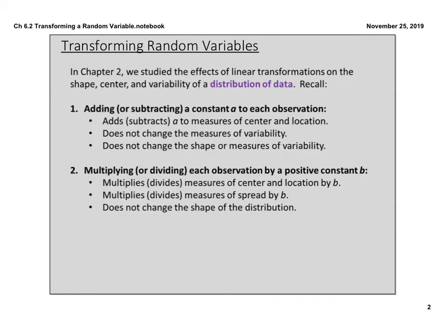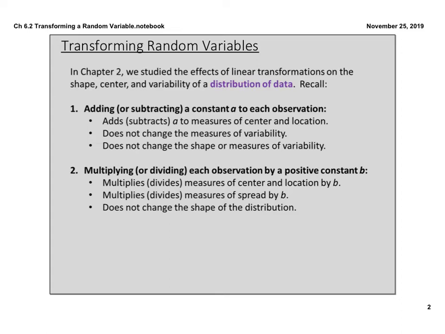So I want you to think back to chapter 2. In chapter 2, we talked about the effects of linear transformations on the shape, center, and spread of a distribution of data. One of the things that we learned is that when we add or subtract a constant, it does not change the measure of variability. So it doesn't change the standard deviation of a data set, but it does change the center. It'll change the mean and the median, but it also doesn't change the shape of the data. So when we add a constant, the only thing that changes is the center.